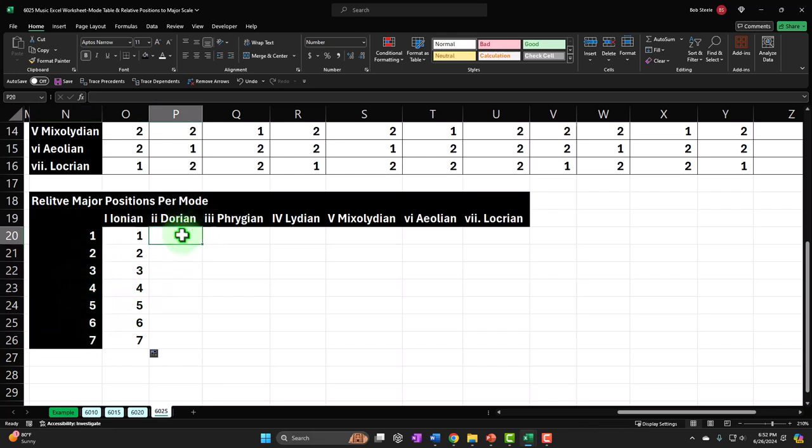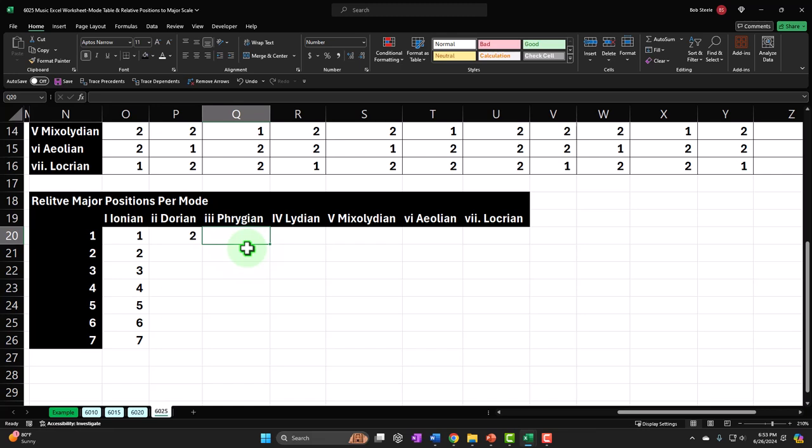So in other words, the Dorian is just gonna be the same relative positions, but instead of starting at the 1, we're starting at the 2. So what this table is saying then is that if I'm in the Dorian mode, then the 1 position in the Dorian mode is equivalent to the 2nd position of the major scale or Ionian mode. So I'm comparing all the mode positions here, this being position 1 in Dorian, to its equivalent position in the major scale or Ionian mode.